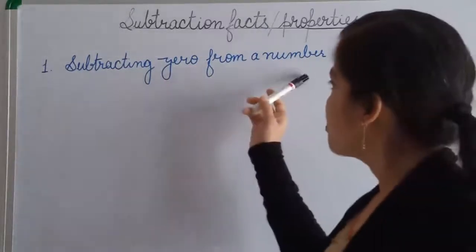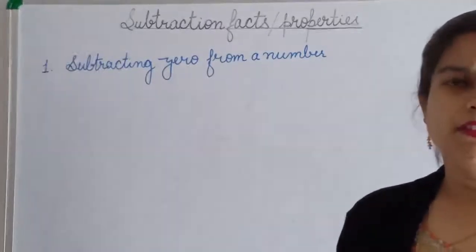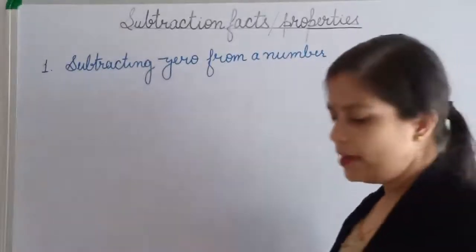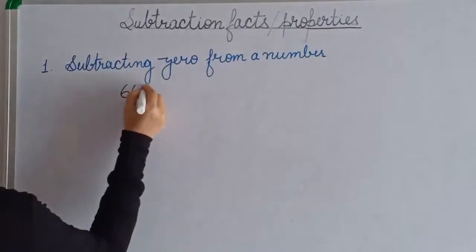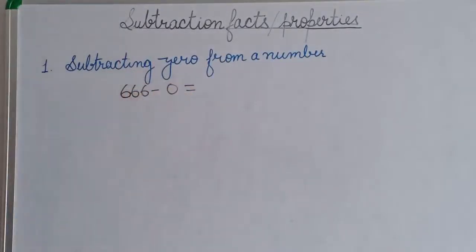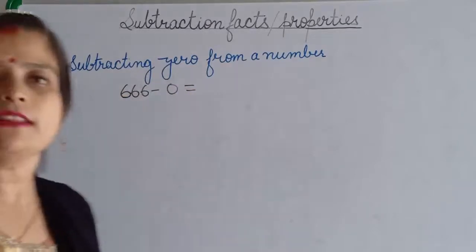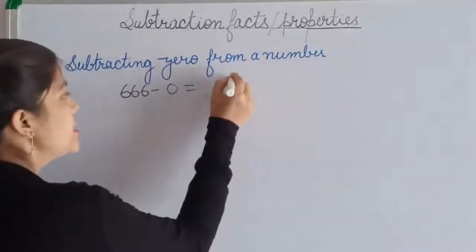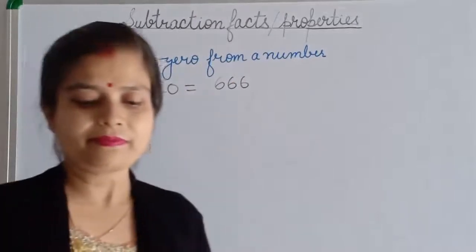Similarly, if we subtract 0 from a number, we will get the same number because we have not given anything to anyone. For example, if we subtract 0 from 666, what will we get? We will get the same number because we have subtracted nothing. 0 means nothing. So we will get 666 only. This is the first fact.